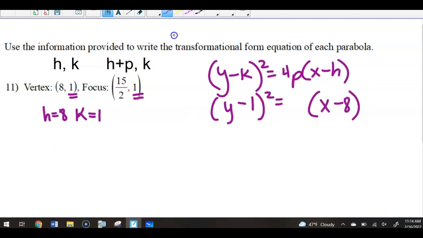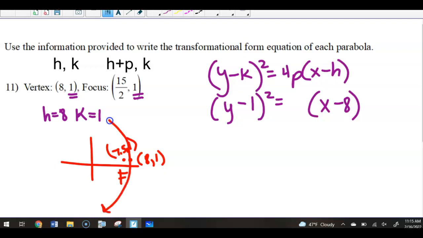Now, conceptually, I would just sketch this. If I go over 8 and up 1, and this is actually at 7.5, 1, so I'm going over 7.5 and 1, and that's the focus. That tells me it's opening this way, but it also tells me that p is 0.5 because the distance between those is p. And because it's pointing left, it's going to be a negative p-value. But let me do that algebraically.